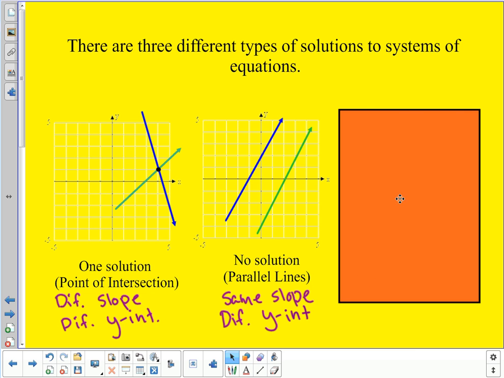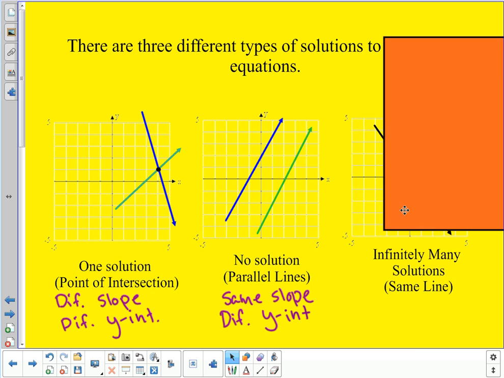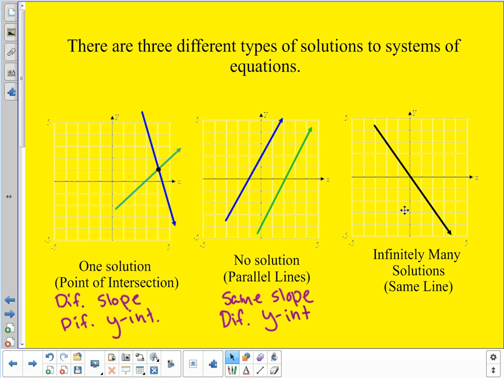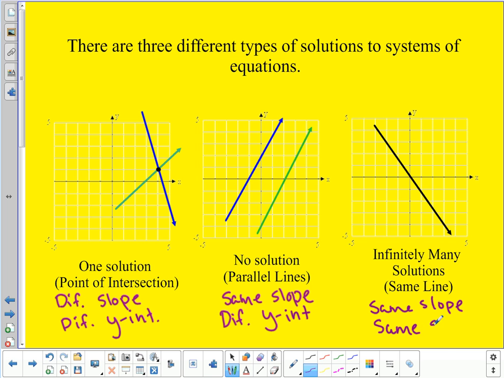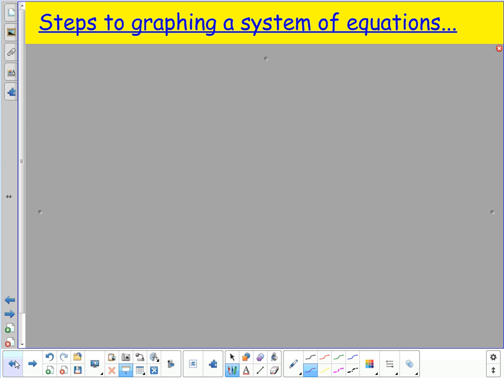Then the last type of solution is kind of what we saw up in number 2. Those are lines that lay right on top of each other, so they end up being the same line. And those are lines that have the same slope and same y-intercept. When that happens, we call that infinitely many solutions because every point on the line is a solution to both lines.